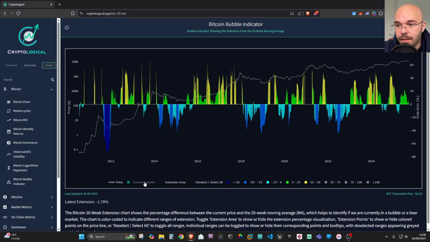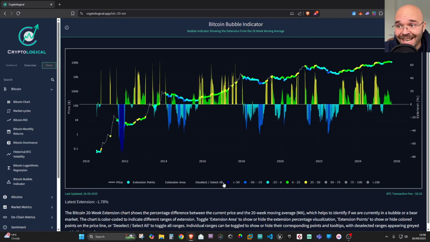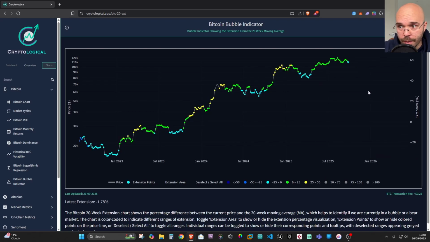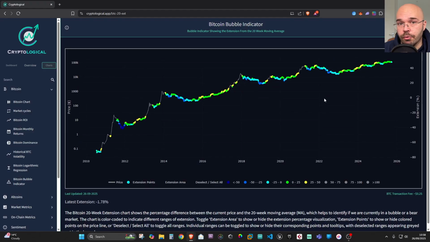I mean, what we have seen is basically a slow grind, a sustainable grind up in price, where we've been between the sort of minus 25 to 0, so that's below the 20-week moving average at times, and most of the time we've spent in the 0 to 25%, and then a little bit of time, if we zoom in we can get a better view, a little bit of time in the 25 to 50 extension range above the 20-week moving average. And that's just a sign of a sustainable move, in my opinion. Not Bitcoin bubble territory yet.